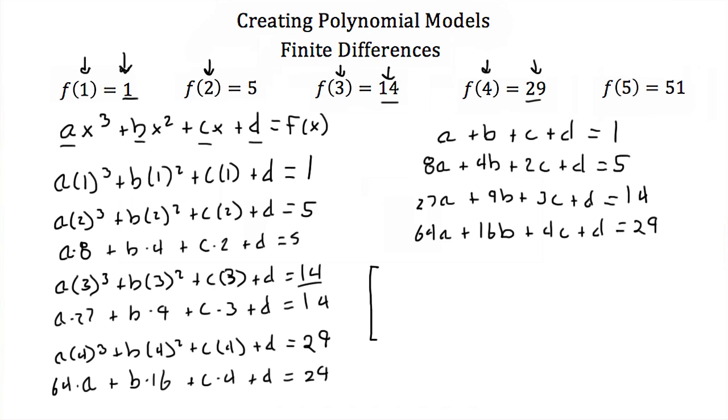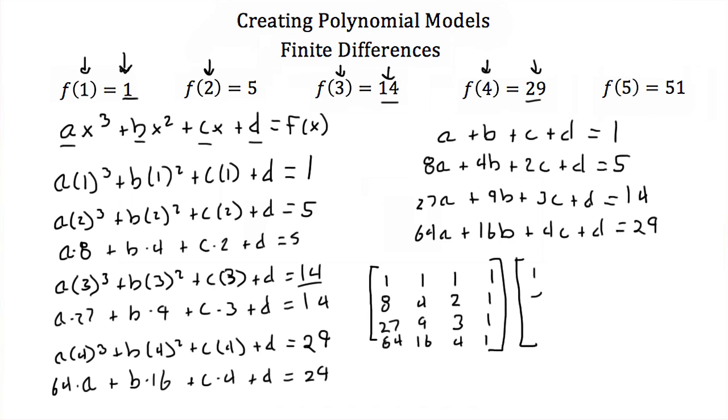So it'll be 1, 1, 1, and 1 for our first equation because we have a 1a, 1b, 1c, and 1d. Then we would have an 8, 4, 2, and 1. A 27, 9, 3, and 1. And then a 64, 16, 4, and 1. That's our first matrix. The next one will be just our function values, 1, 5, 14, and 29.